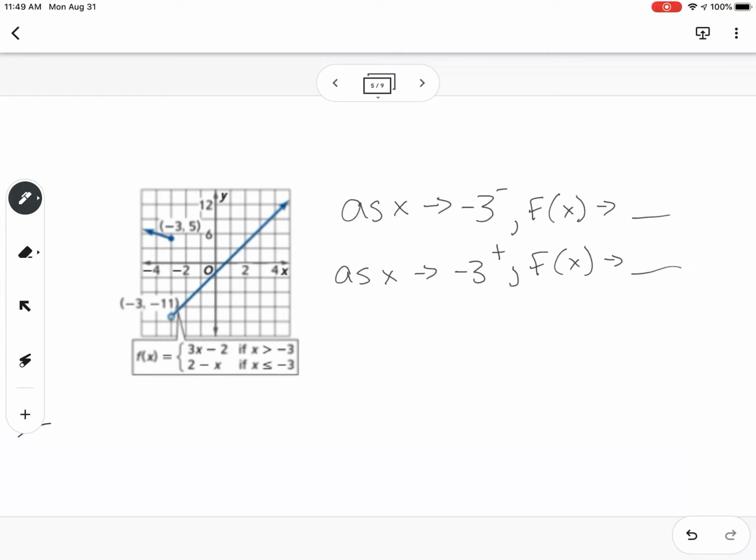Okay, so we've got to fill in those blanks. As we come from the left side, so on this side of the graph, the function is on what y value? Remember, you're putting in, this would be your y value here.